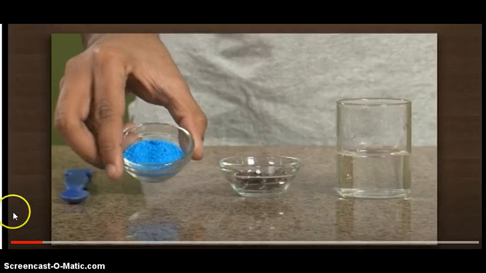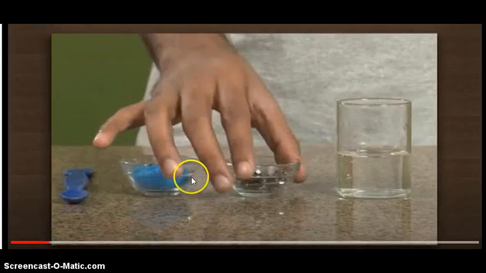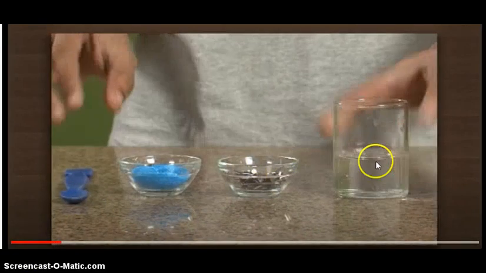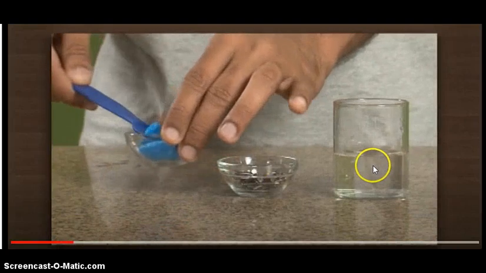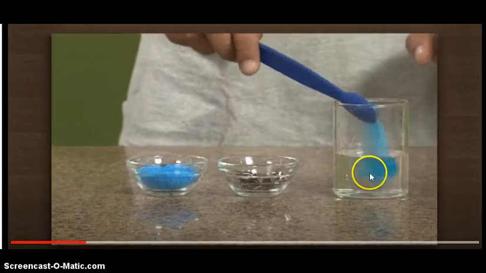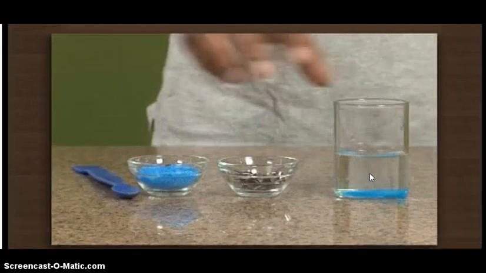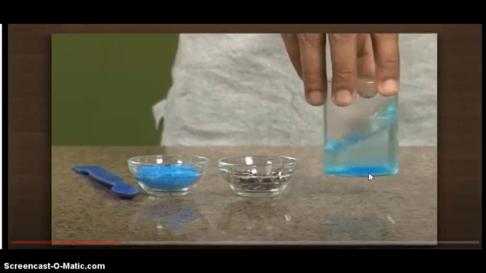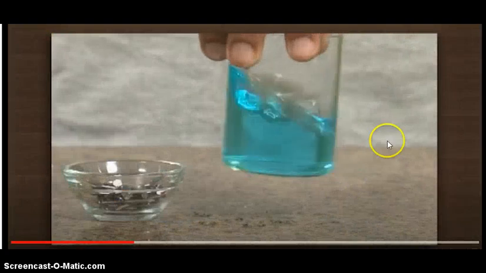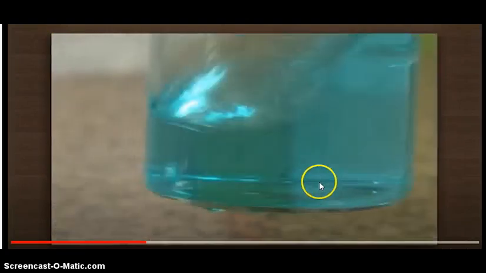So this is blue vitriol, and these are some iron nails. This is water. So we will dissolve copper sulfate in water and make a solution, and you can observe the color of the solution, which is blue in color.